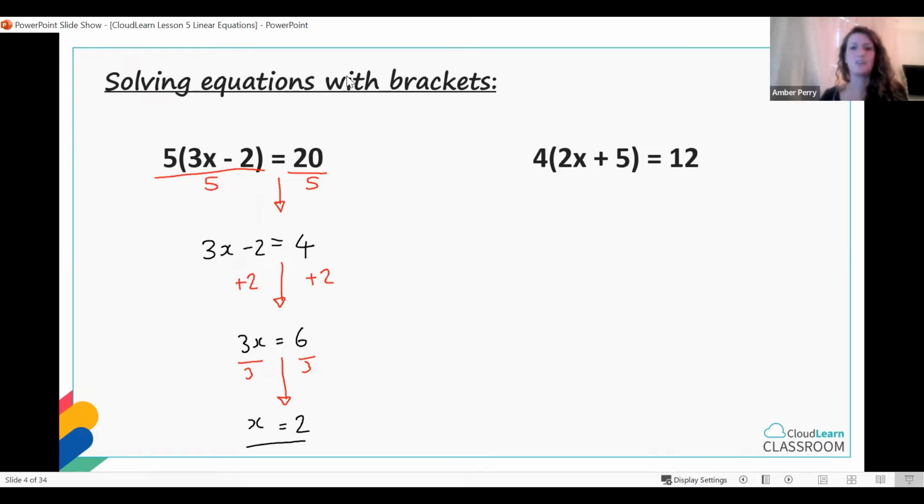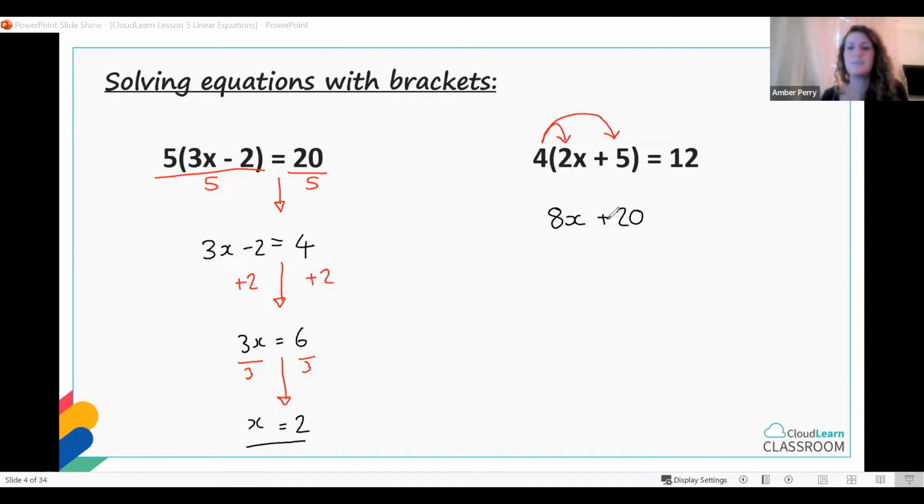Okay, so what I'm going to do with this one is I'm going to show you the other method, just so that anyone who prefers the brackets method, and also it's really good to practice just to keep working with expanding your brackets as you are practicing your algebra. So what we can do here is we can actually multiply out these brackets first. 4 multiplied by 2x is going to be 8x. And then we've got 4 multiplied by 5, which is going to be plus 20.